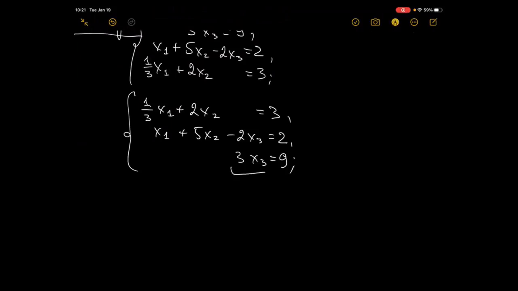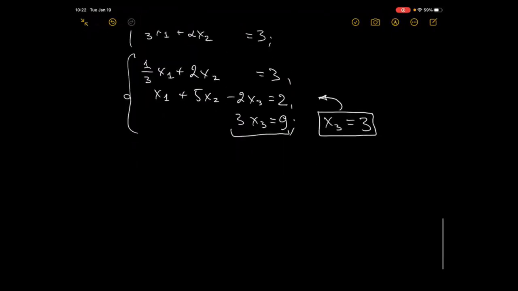For example, here. When this equation is satisfied, could you tell me what I know about x3? X3 equals 3. Exactly. So I got it from here, right? Now I can substitute it into this equation, and then I will get the following. Okay, I'm not touching the first equation, just rewriting it.